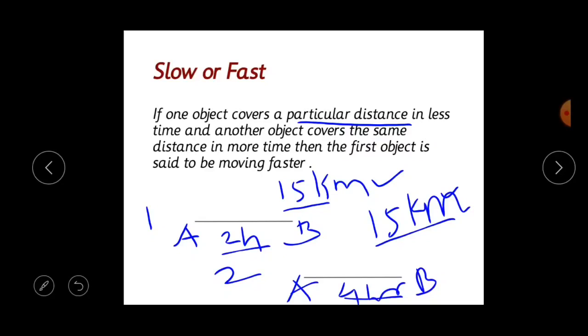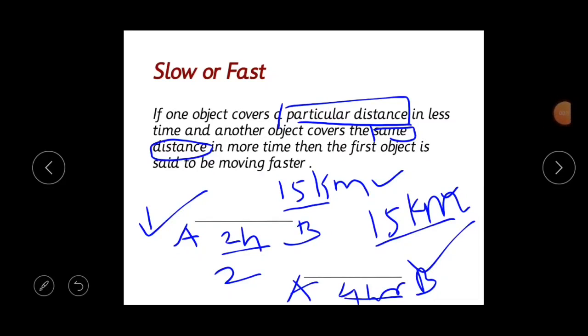Okay, so if one object covers a particular distance in less time and another object covers the same distance in more time, then the first object is said to be moving faster and the second object is moving very slowly. Understood children? Here two things you have to remember, that first is particular distance and same distance. Okay, if one object covers a particular distance in less time and another object covers the same distance in more time, then the first object is said to be faster and the second object is called slow. Okay, understood what is slow or fast?